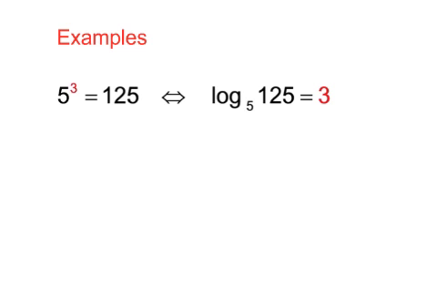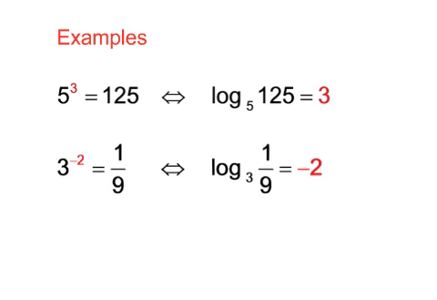Now look at some examples. 5 to the power of 3 is 125, which is the same as log of 125 to the base 5 is 3. Notice in each case as I go through these that the index and the logarithm is shown in red. Here's another one, 3 to the negative 2 is equal to 1 over 9, log of 1 over 9 to the base 3 is negative 2.